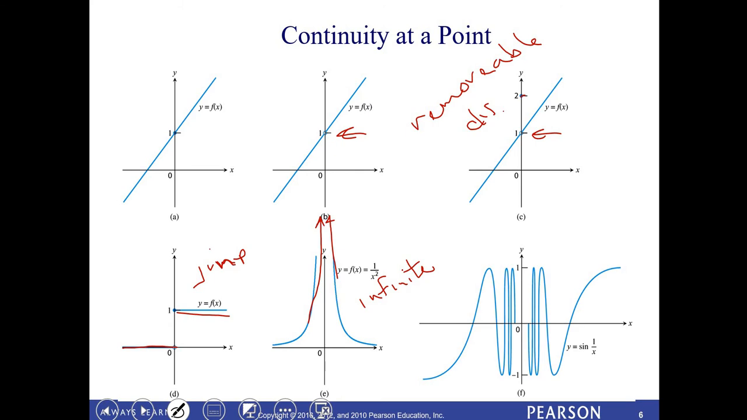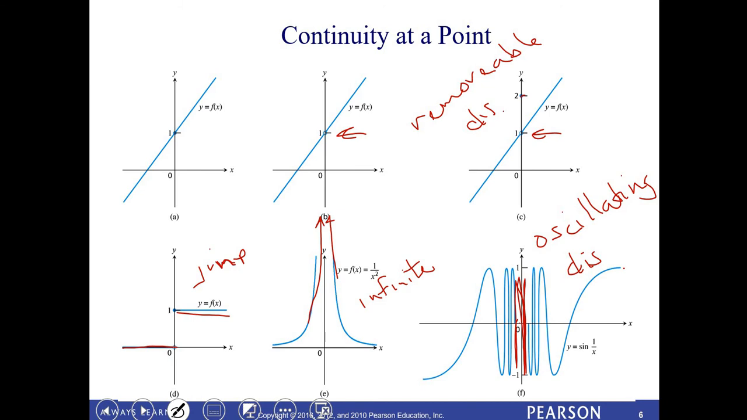And this one, the graph is not great. It oscillates. It goes up, down, up, down, up, down. And it gets squished closer and closer. But this middle part is still going up, down, up, down. So this is called an oscillating, I hope I spelled that right, oscillating discontinuity.